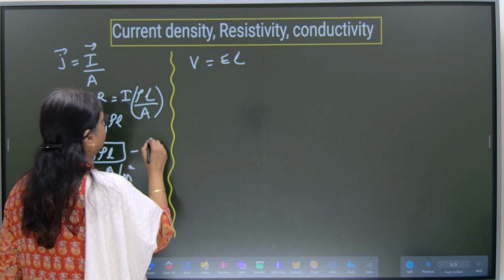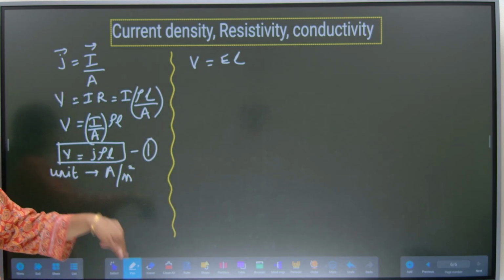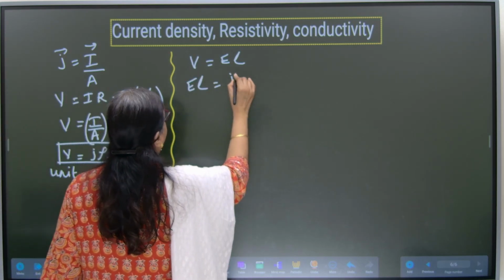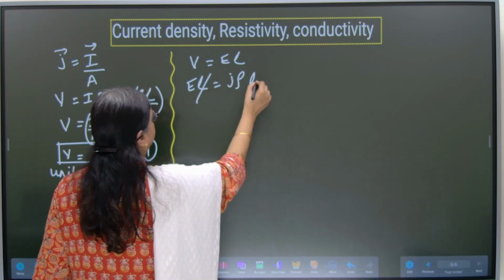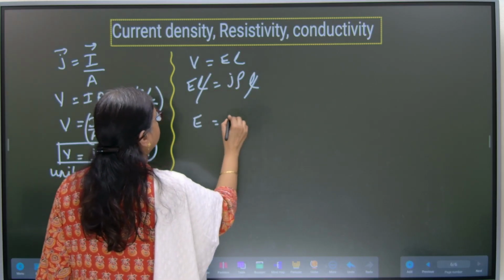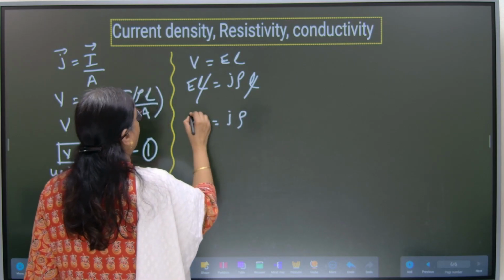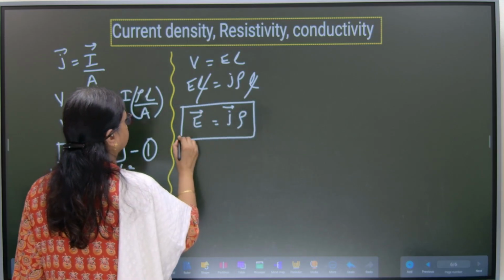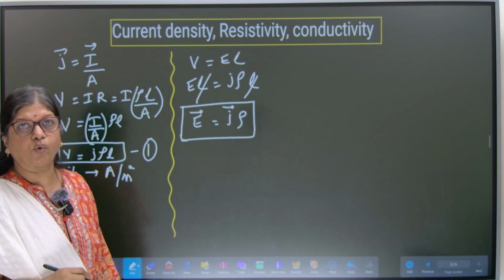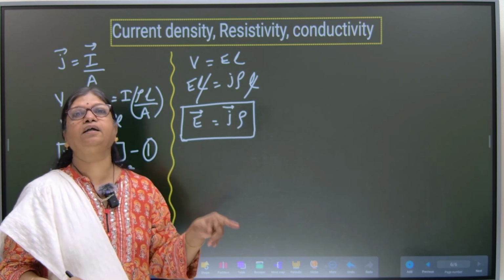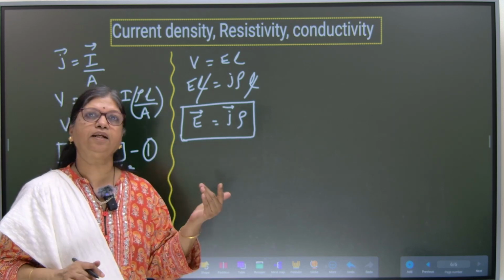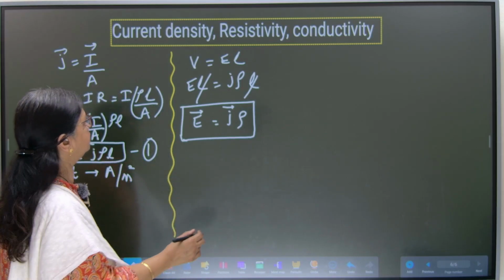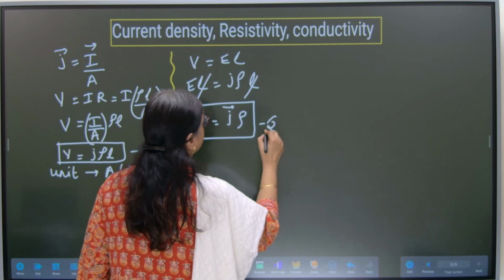Substituting this value or this expression in equation number 1, which we have derived just now, we get EL is equal to J rho L. L cancelling, we get E is equal to J rho. Or we can also write the vector form as E vector is equal to J vector rho, where J is the current density of the conductor and rho is the resistivity of the material of the conductor. Fine. Okay. So this is another equation number 2.